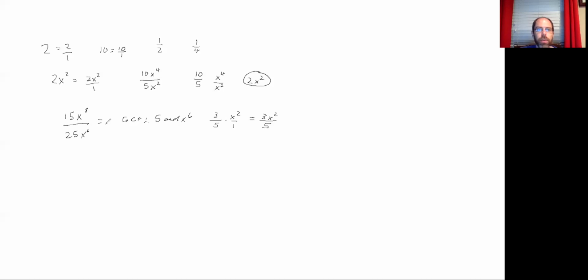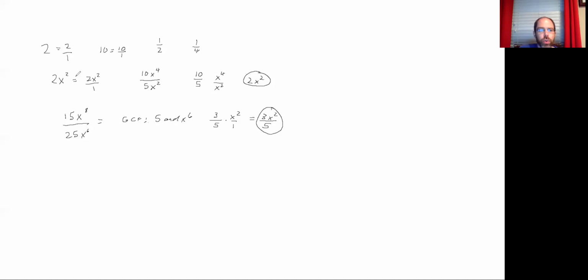So this complicated looking expression right here really can be reduced to this much, much easier one right here, 3x squared over 5. This is what I would want to work with if I were given this right here. Let's take this to a different level right now and get into something a little more complicated.